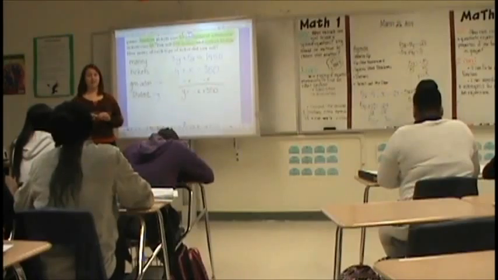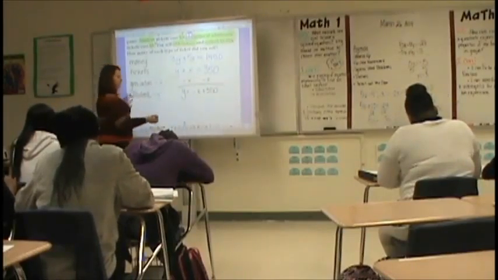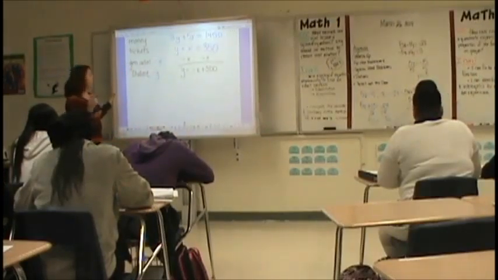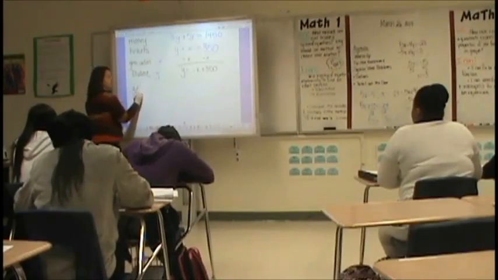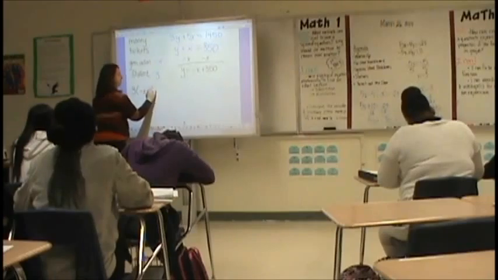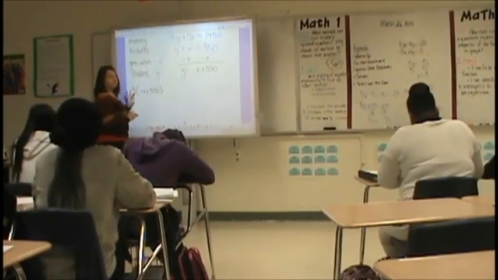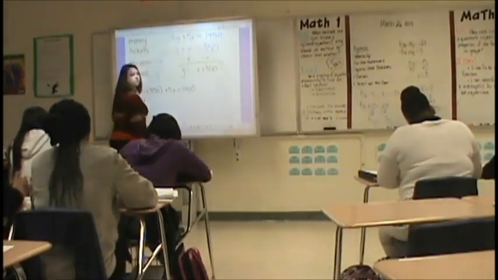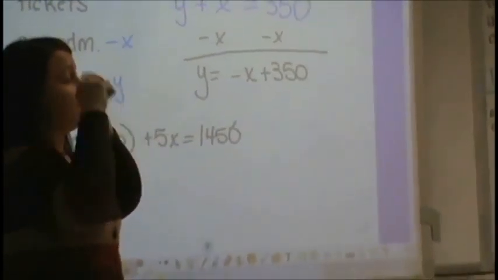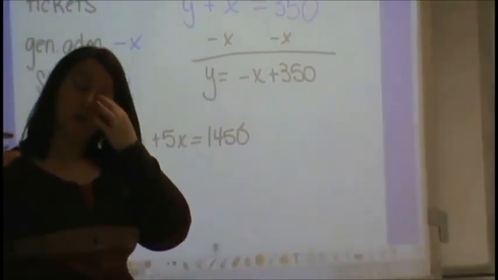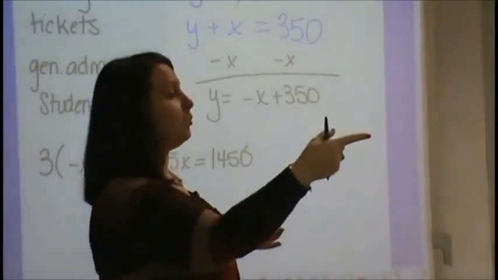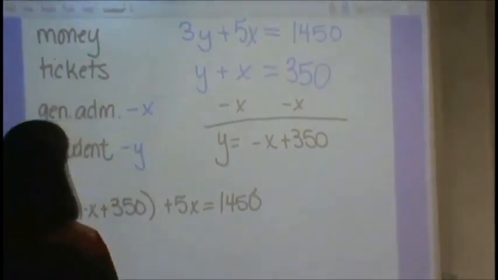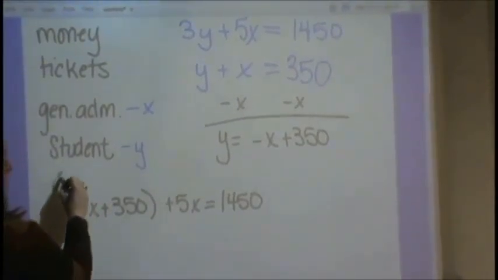We're not there yet. Did we solve it yet? So what am I doing now, guys? Taking the y out of the first. So what am I writing, Susan? 3 times negative x plus 3 plus 5x equals 1450. What did we put for systems of equations? What did we put in that part of the graph? The two what? Not the two problems. The two equations. So what do I get? What am I doing here? Distributing, right?